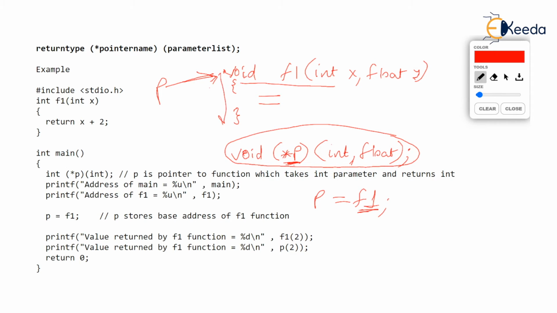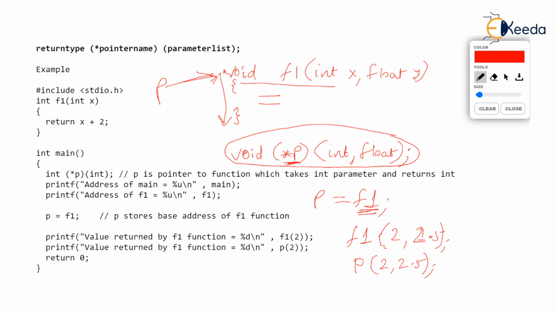And how do you call the function? You can call the F1 function by passing an integer and a float, obviously, because those are the two parameters. Or you can call the F1 function by using P. P is a pointer to F1, and you can pass an integer and a float. Okay, I hope you got it.